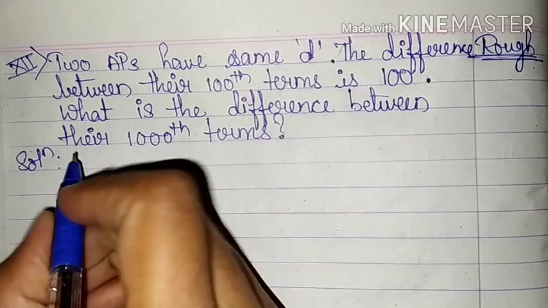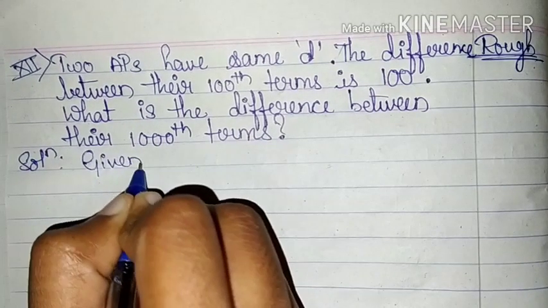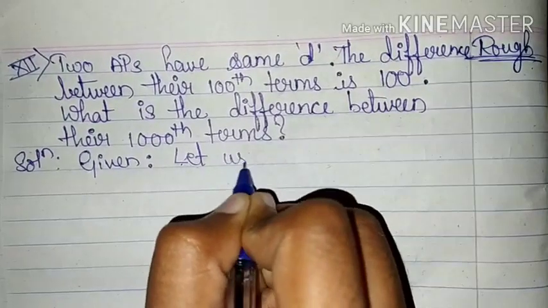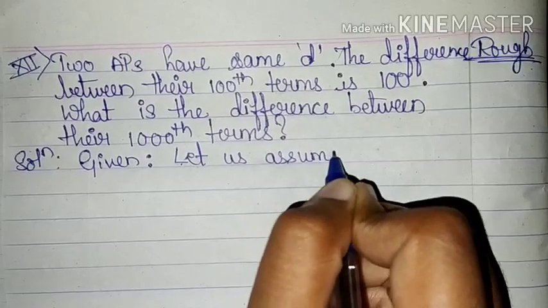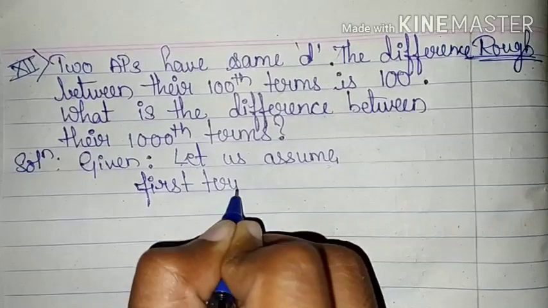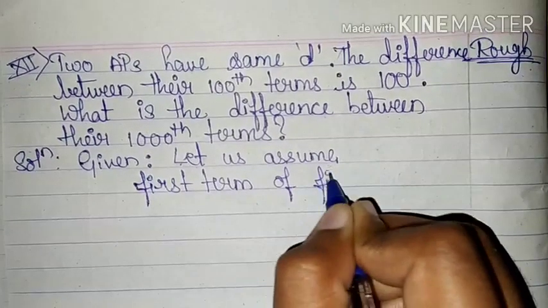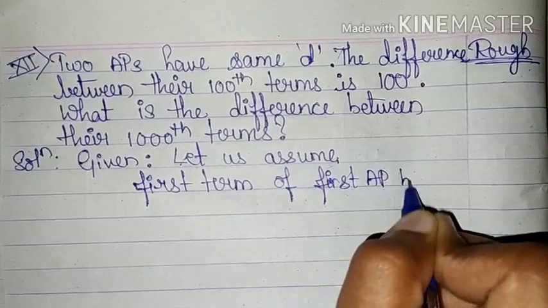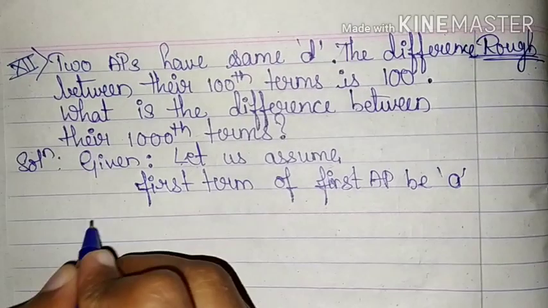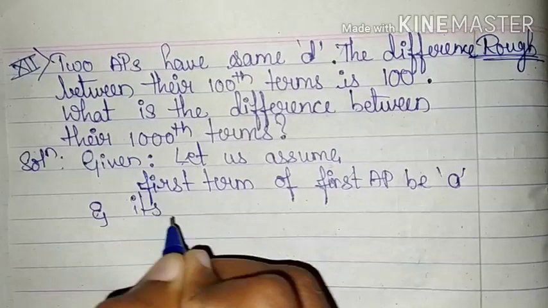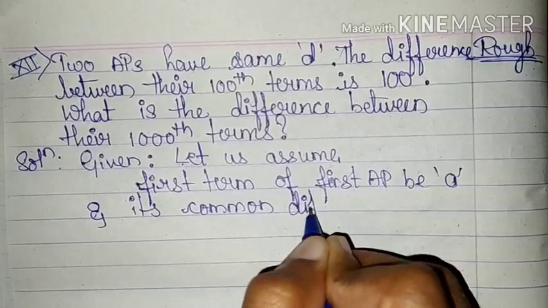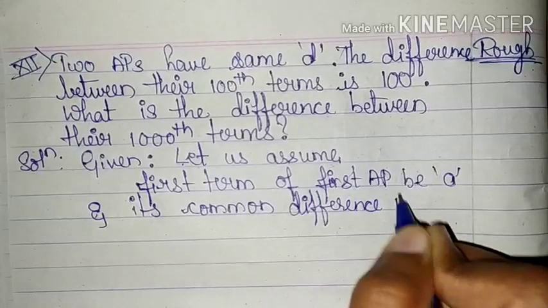So first let us write down the given. Let us assume the first term of the first AP be a, and its common difference is D. This is all from the given, what they have given us. The common difference is D.